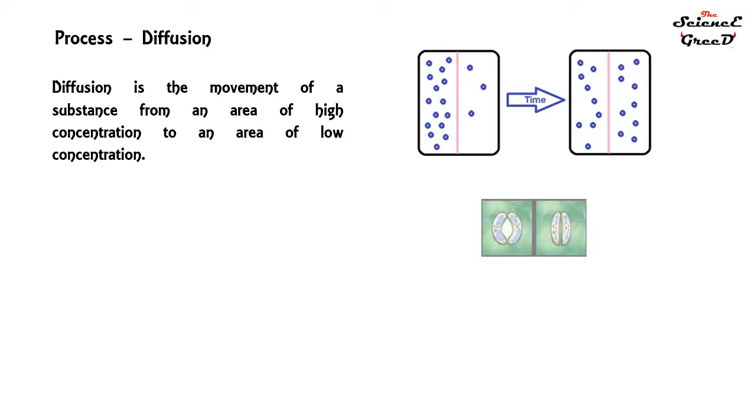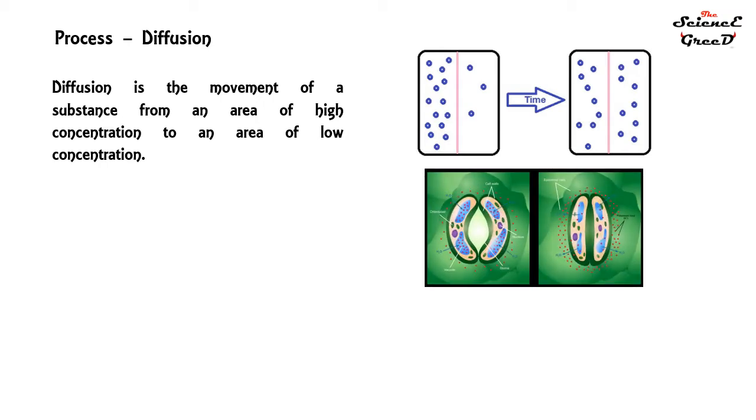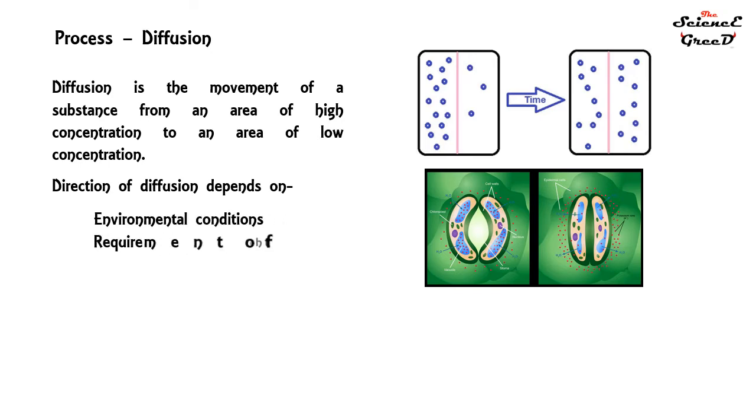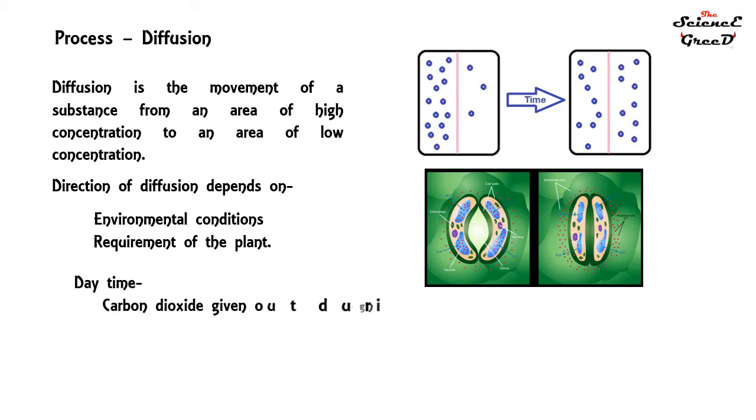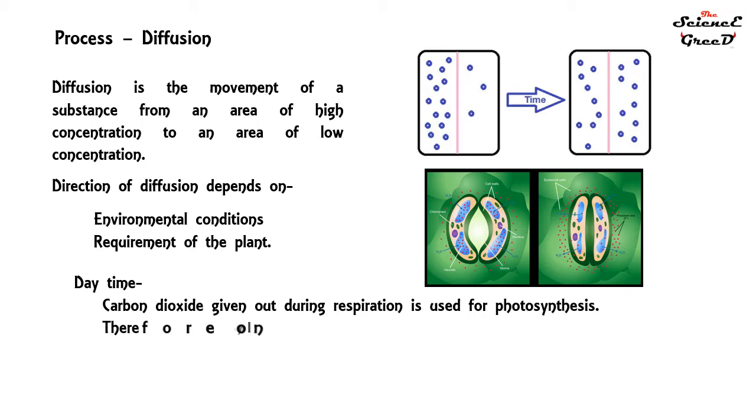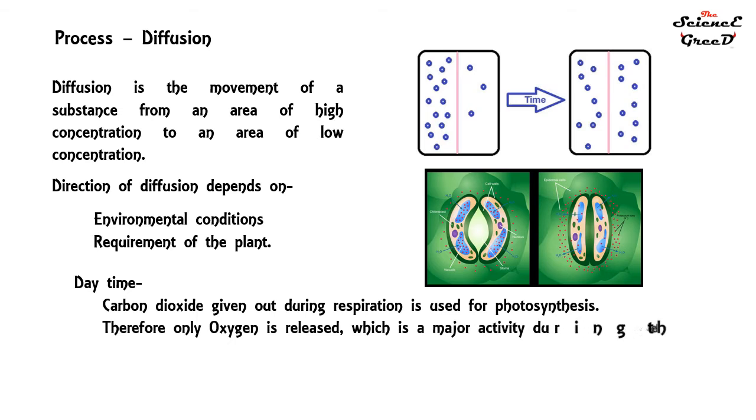From these spaces they will diffuse into the cells that require them. The direction of diffusion depends on environmental conditions and the requirement of the plant. Plants require carbon dioxide, and the carbon dioxide given out during respiration is used for photosynthesis. Therefore only oxygen is released, which is a major activity during the day. In night time, only respiration takes place. Therefore only carbon dioxide is released, which is a major activity during the night.